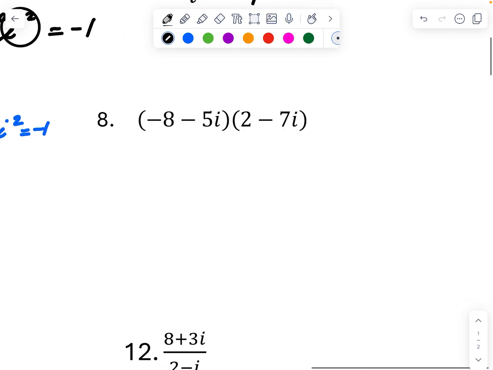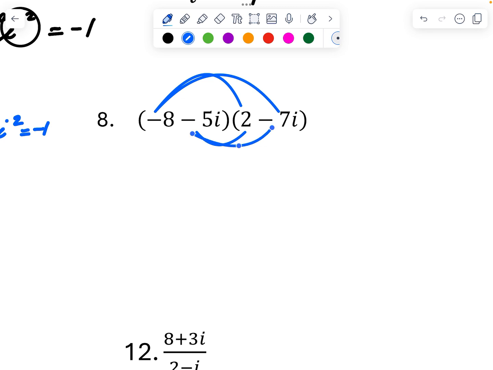All right, number 8. Again, it's the distributive property. We're going to take this, and then we're going to multiply by this, and then we're going to multiply this, and then we're going to multiply by this. We do all that multiplication.